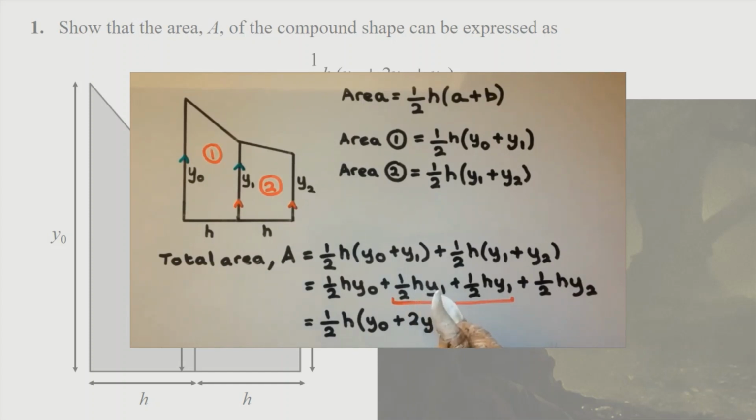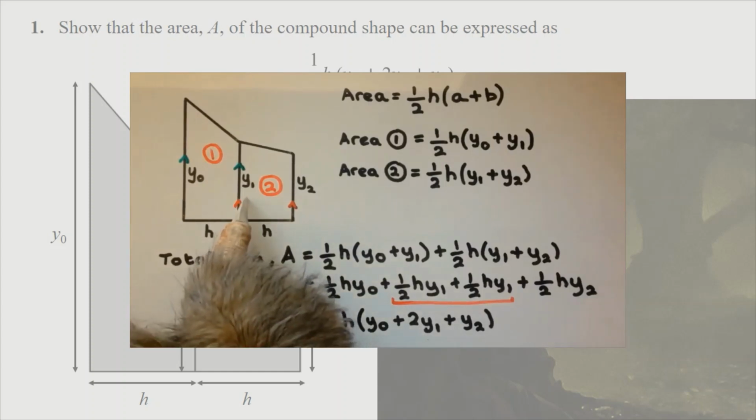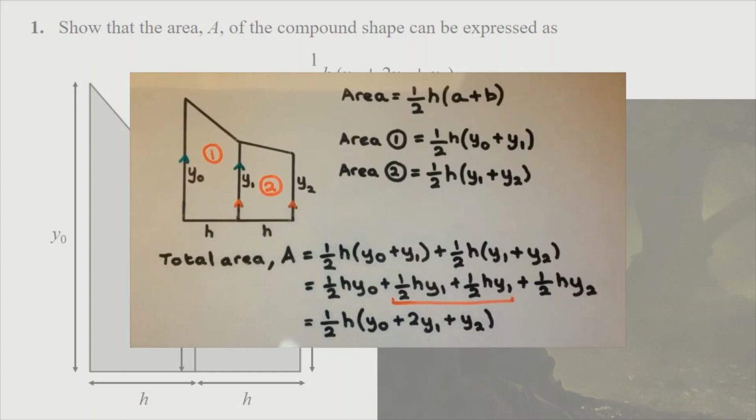Okay, if you're not convinced, just multiply that out and you'll see it works perfectly. And then I take the half h out of this, so I'm left with y2. And the principle we're going to come back to in the trapezium rule lesson is the fact that we have two lots of the y1 in the middle. This side has been used twice when calculating the area of the compound shape.